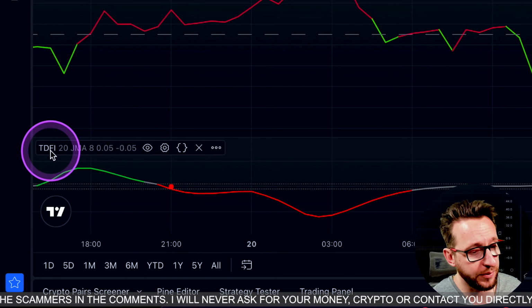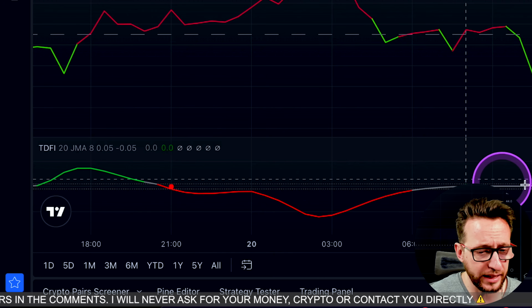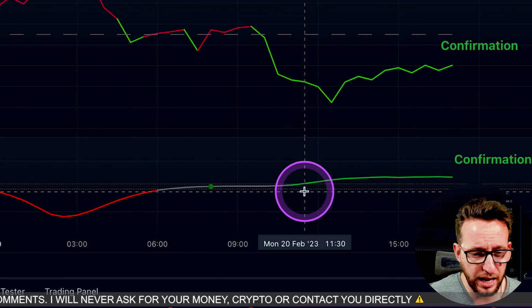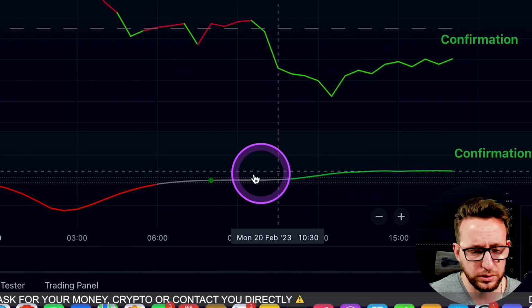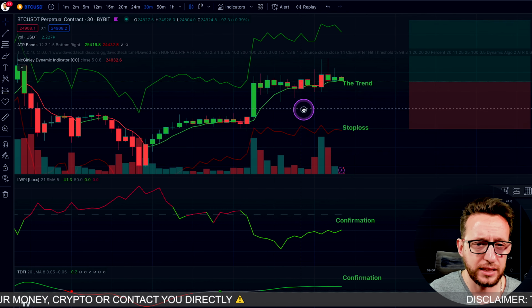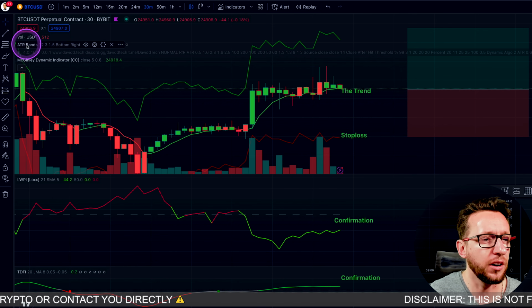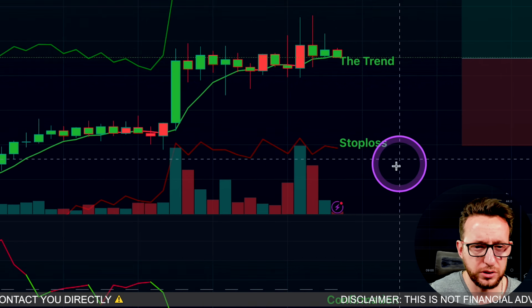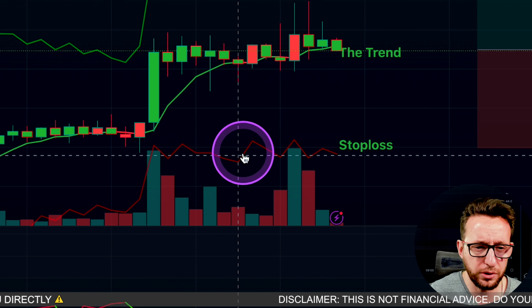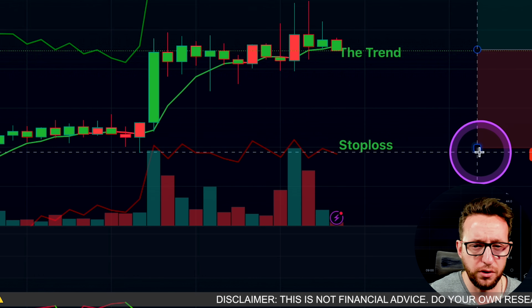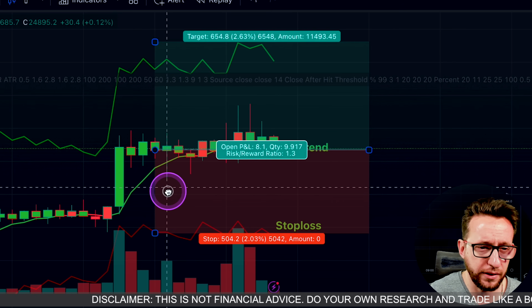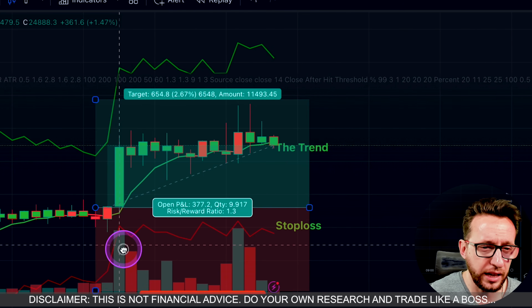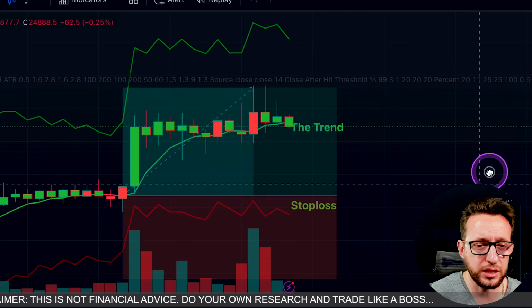Then we have our TDFI, our Trade Direction Force Index, which also has a green and red line. We're looking to be in green for our longs and red for short. So as I said, we're going to be using the ATR bands for our take profit and stop loss. We're going to be putting our stop loss on this red line here for a long, just like so. Our entry would be wherever it is over here. Our entry would be just like that.